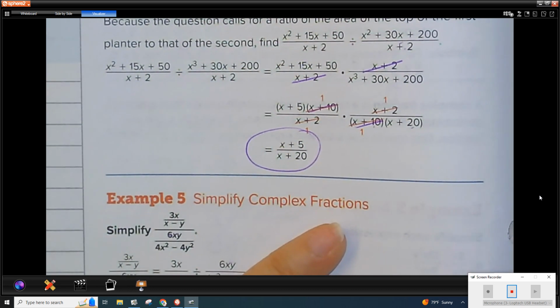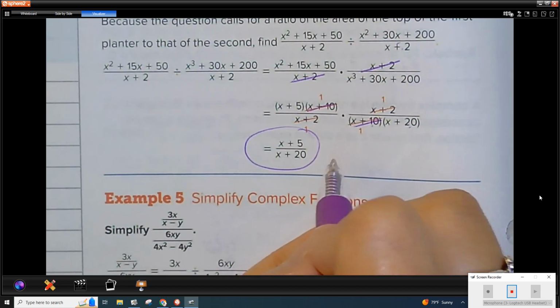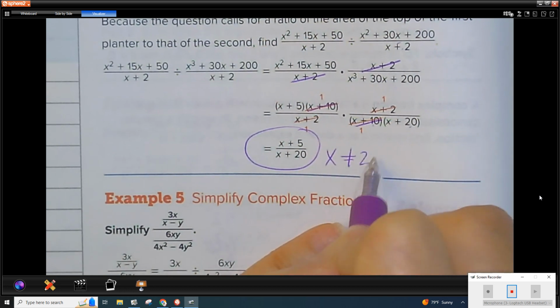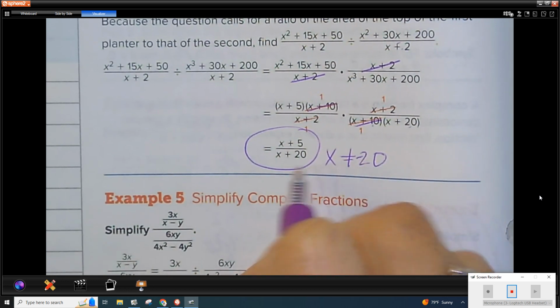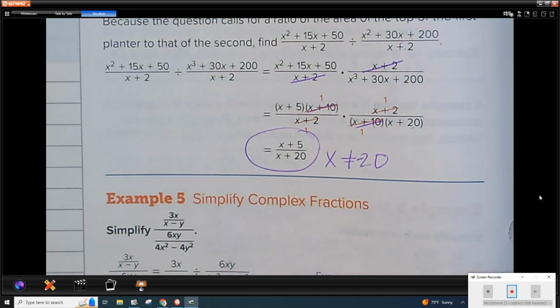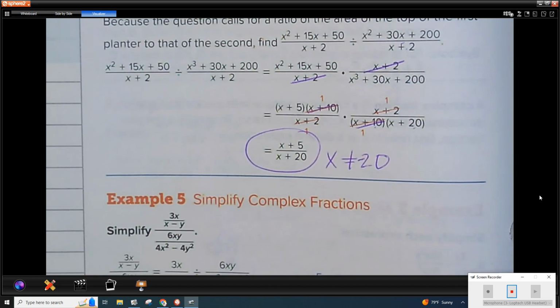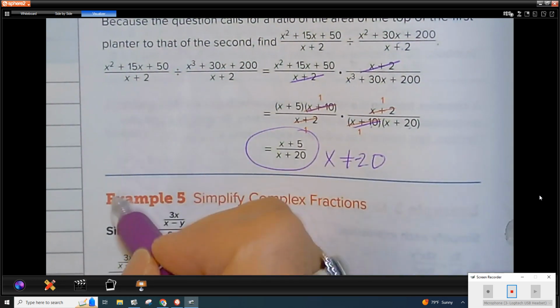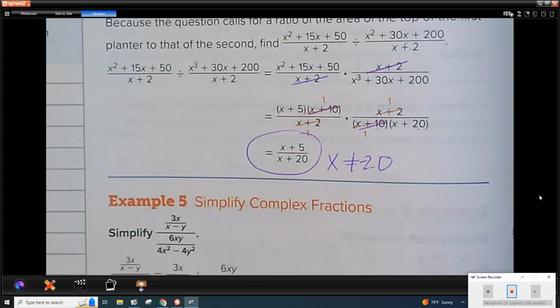And it's a good habit, never going to be counted wrong. x cannot equal negative 20, because when x is negative 20, that denominator is 0. You have one that is division and then one that is just multiplication. It says find the area, so area is multiplying. You don't have to flip anything.